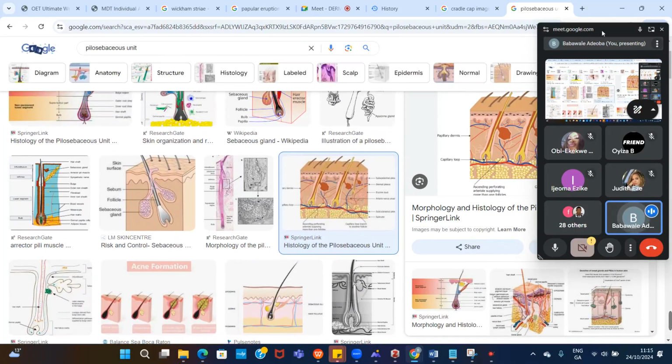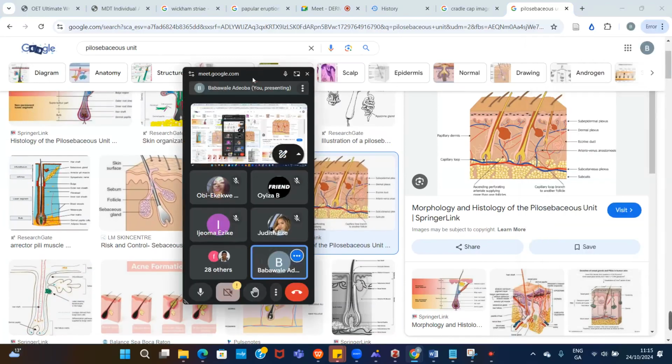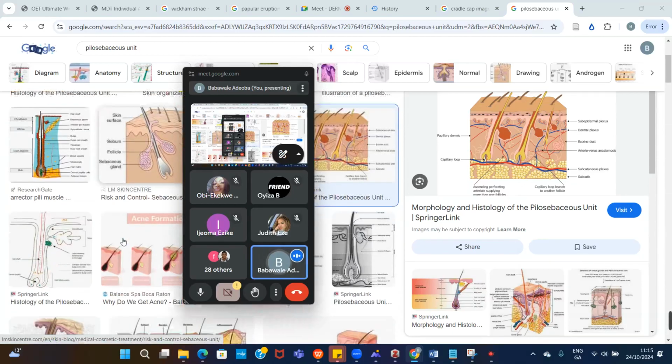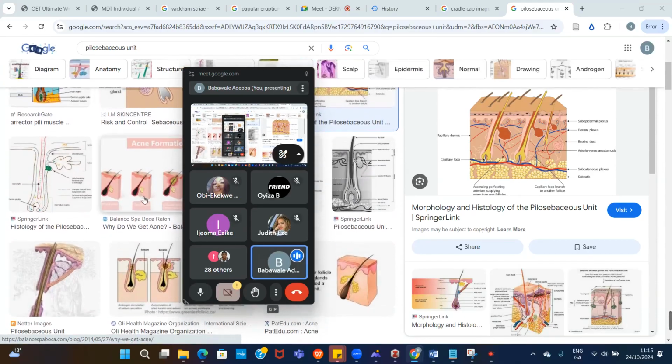So I'm trying to look for a very good image. Okay, let's just use anyone that we have. I can't see the sebaceous gland here. It should be somewhere here, but it's not shown. Ideally, you should have your sebaceous gland surrounding the hair follicles here.